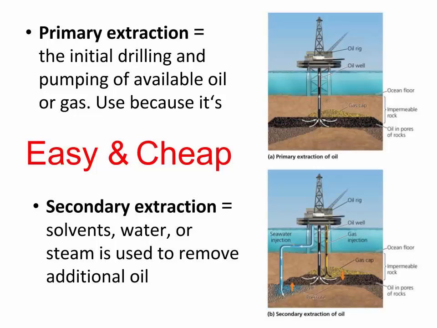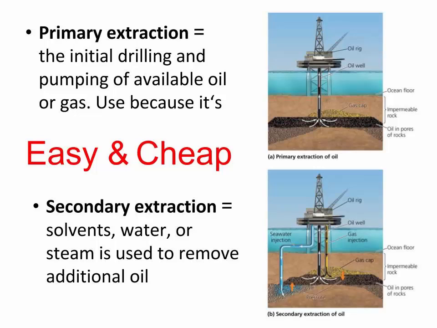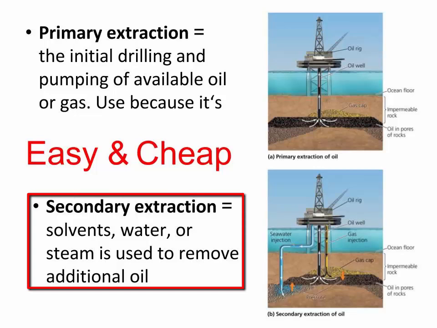Part of the quest for more fuels has been to revisit old sites. When a site is first developed for fossil fuels, it is said to go through primary extraction, which is the initial drilling and pumping of available oil or gas. Primary extraction removes the fossil fuels that are easiest and therefore cheapest to harvest. Second, it goes through secondary extraction, which is when solvents, water, or steam is used to remove additional oil from a site that has already gone through primary extraction.